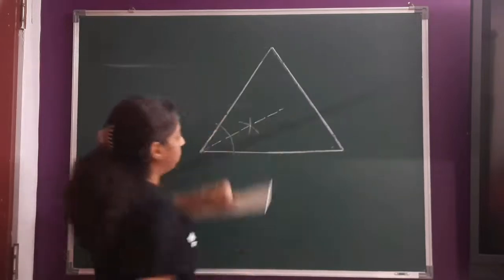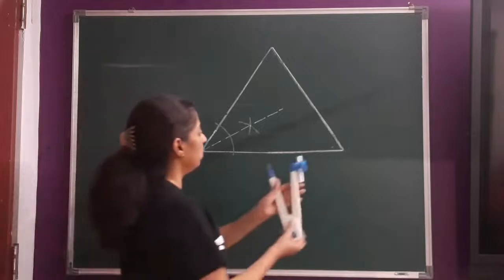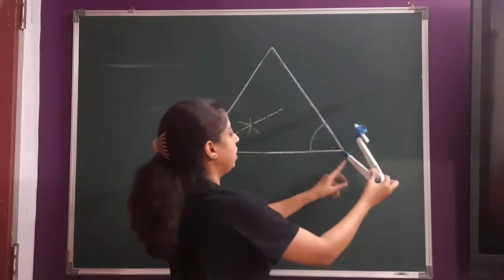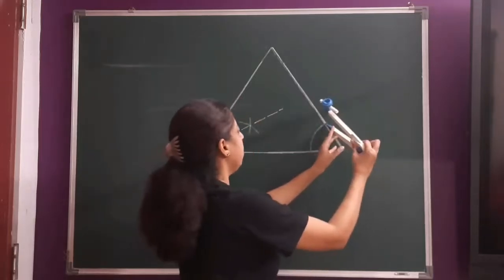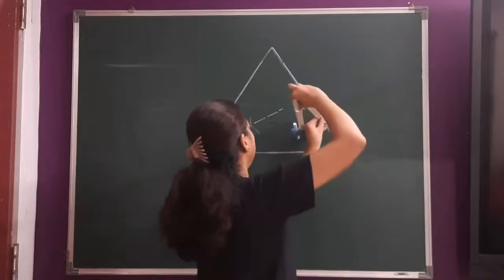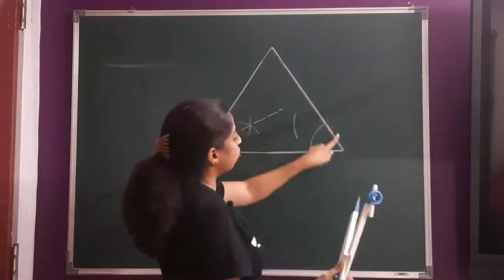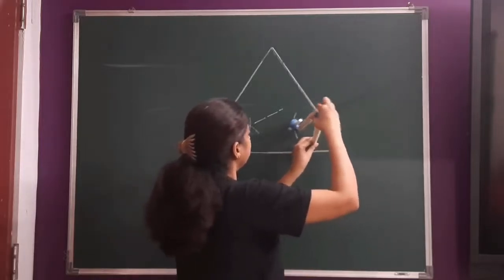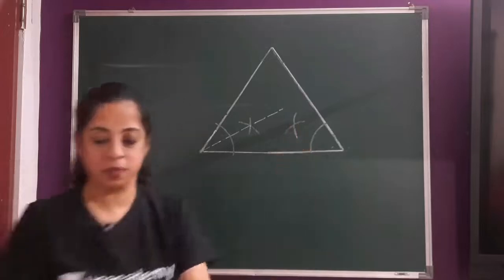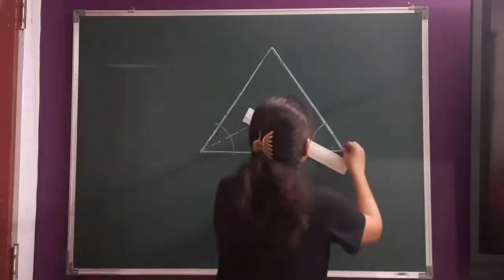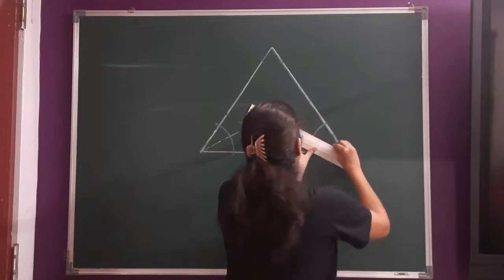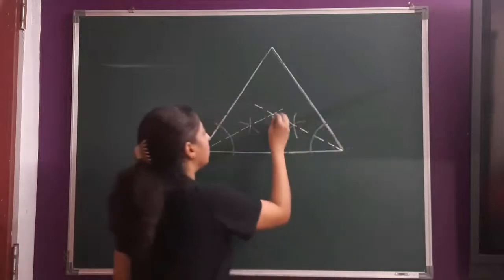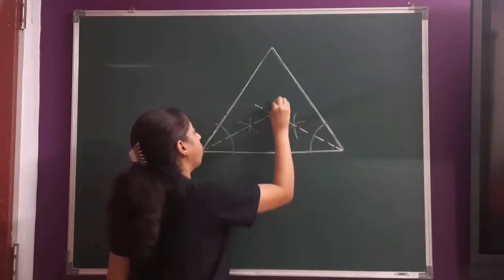Again making another angle bisector here, drawing the arc like this, taking this point here. This line is so thick, so mine might not come correct, but you have to make use of a sharpened pencil. Can you see? Now just simply join these two. Can you see? They are meeting here. So we have already got the center O.